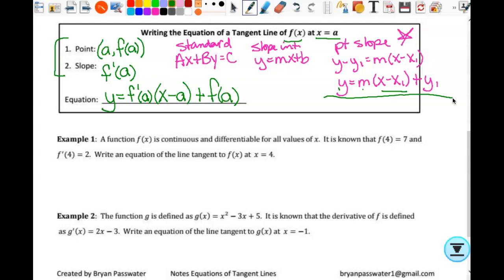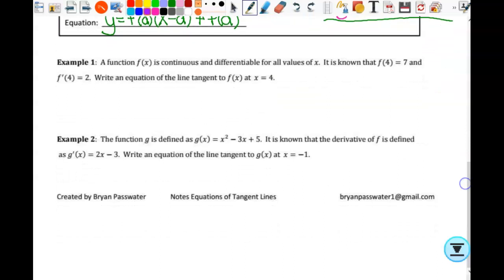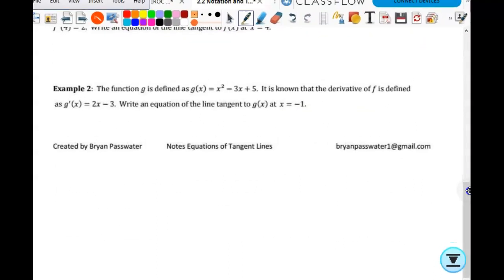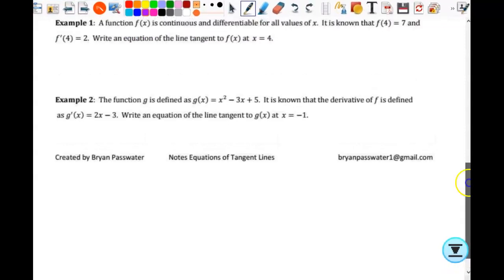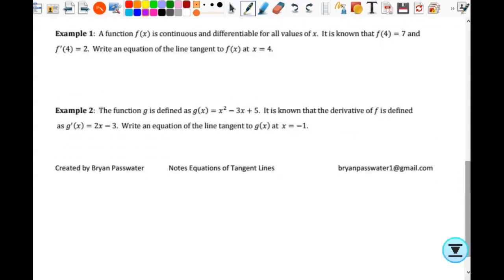Okay. So we come down here. A function f of x is continuous. So that's nice. Anytime you see continuous and differentiable, differentiable means we can take the derivative. Okay, those are important keywords for us to be able to explain things later. Always underline them, circle them, something, because it may be something you need in an explanation. For all values of x, so we know this and this. We want to write an equation of the line tangent at x equals 4. So since we want that, we write point and we write slope.